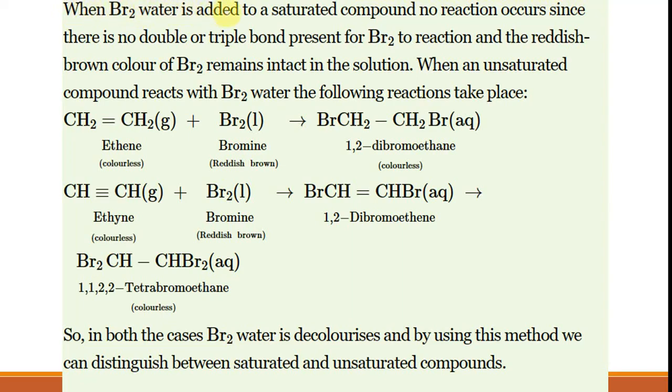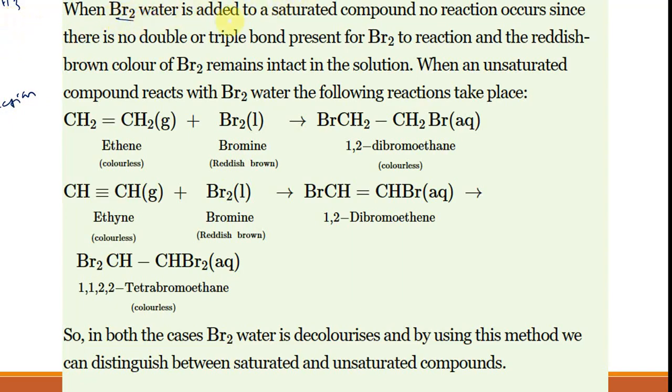When bromine water is added to saturated compounds, no reaction occurs. Saturated means single bond. For example, CH3, CH3. If you add bromine water here, what happens? No reaction, because there is only a single bond, and it cannot break the single bond.